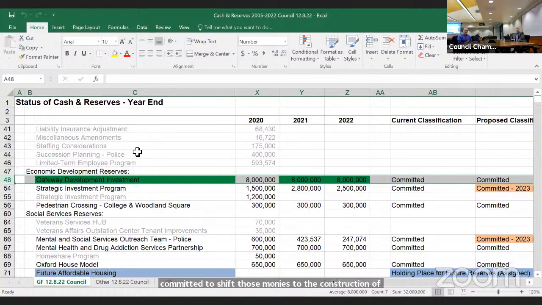We've also had conversations about using the $7 million of ARPA funds. I know the council will have a much broader discussion about that in terms of some of the regional commitments as well as the police station.